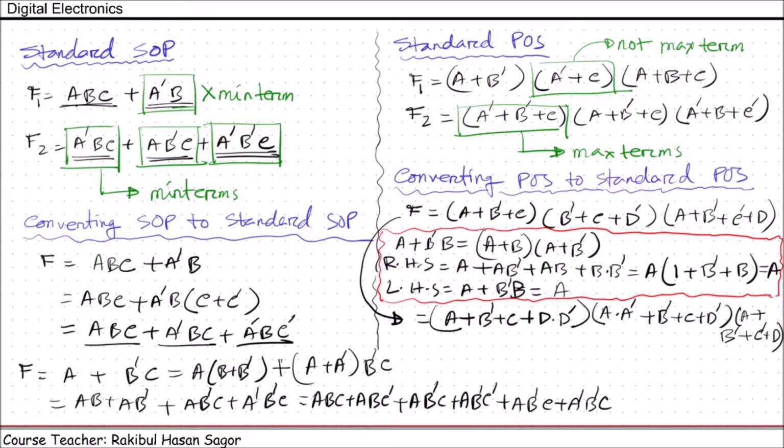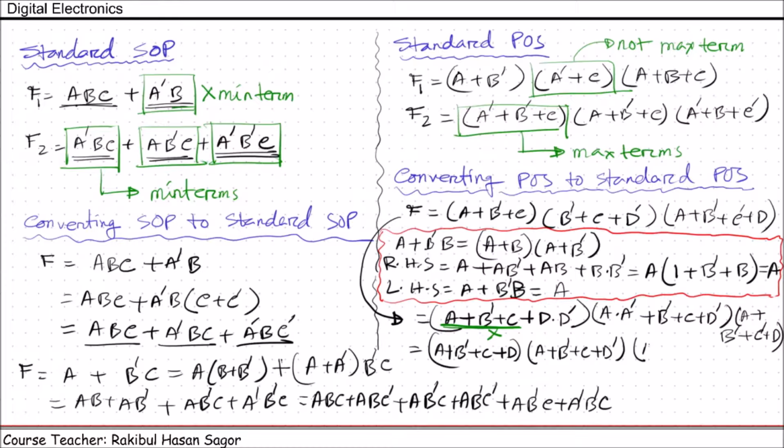Now if we consider this portion as our x, for example, then x plus d into d prime can be written, using this formula, as x plus d into x plus d prime. So we can write x equal to a plus b prime plus c, a plus b prime plus c plus d into a plus b prime plus c plus d prime.